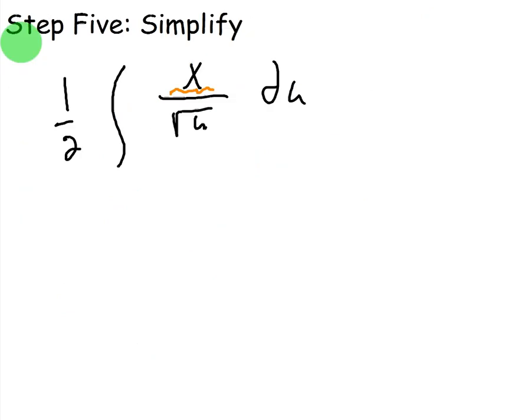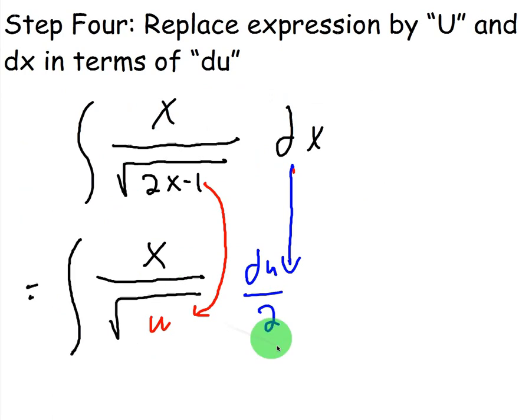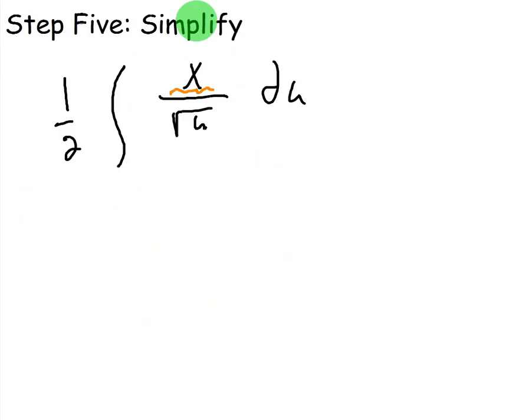Fortunately, we can get that x by itself. Now step 5 is to simplify. So what I did was I just used basically the idea that there's a 2 here. I moved it out front and made it 1/2. So it's 1/2 times the antiderivative of x over the square root of u du.